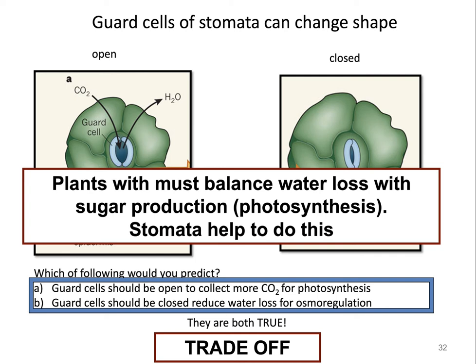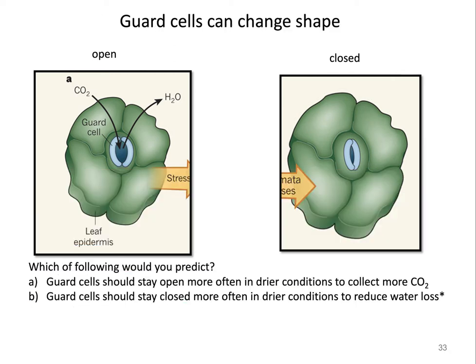The key point here is that plants actually have to balance that water loss with sugar production, or photosynthesis. So they need to figure out, at what point am I losing too much water, and at what point am I not producing enough sugars? You have to balance off that loss of water and the plant drying out potentially with the intake of CO2 so that the plant can do photosynthesis and produce sugars. And stomata help regulate this balance between sugar production through photosynthesis and the intake of CO2, and water loss through those open stomata and evaporation of water out of the plant.